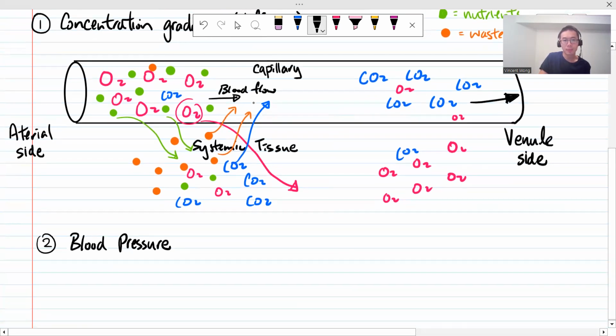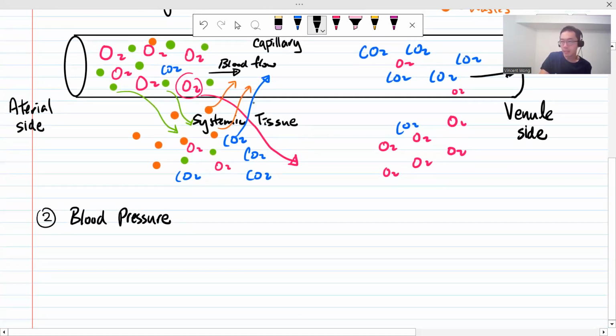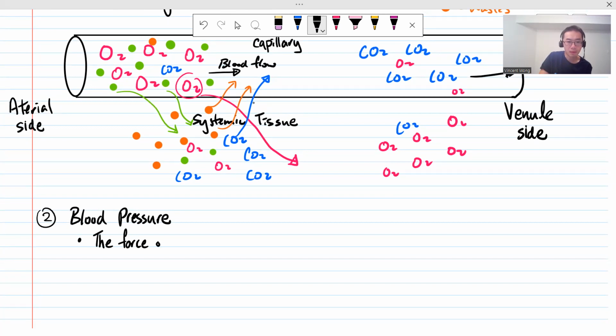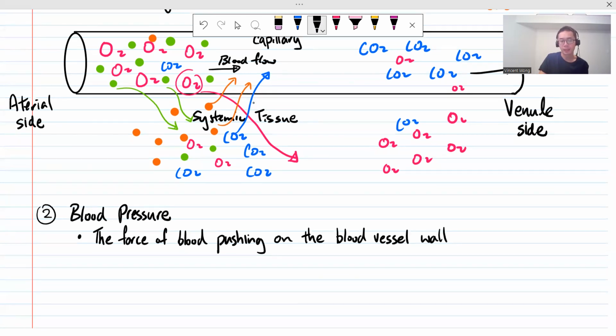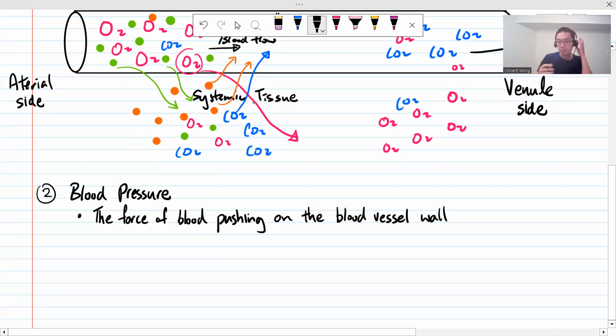So let's talk about the meaning of blood pressure. What is blood pressure? Blood pressure is the force of blood pushing on the blood vessel wall. The harder it pushes, the higher the blood pressure.